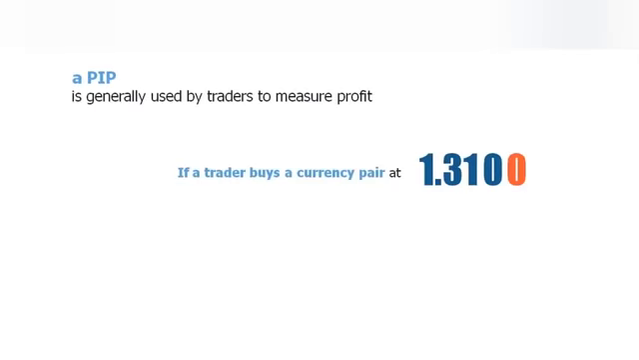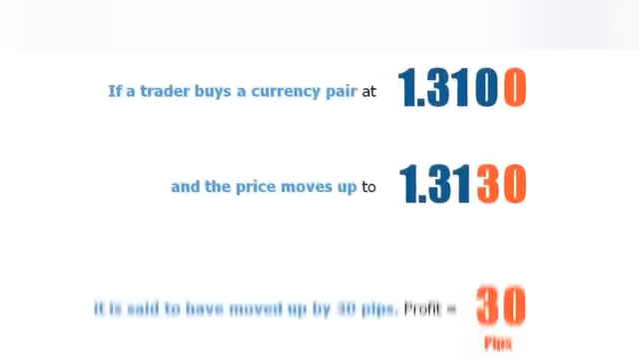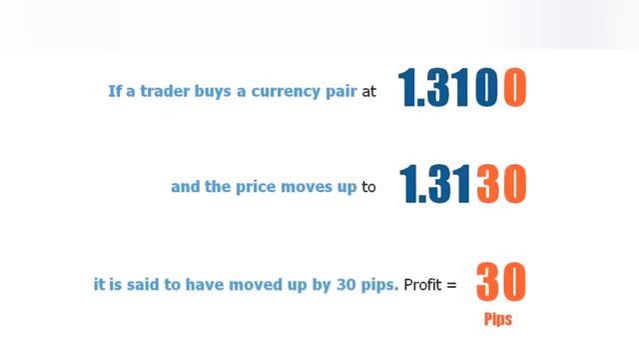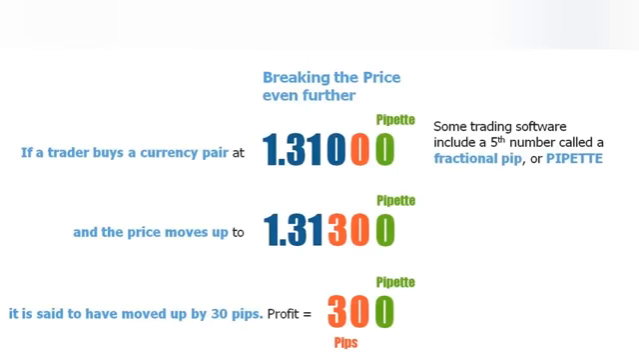If a trader buys a currency pair, again the euro-US dollar at 1.3100, and the price moves up to 1.3130, it is said to have moved up by 30 pips, or the trader has gained a 30 pip profit. Some trading software make use of 5 decimal places, in which case the 5th number is called a fractional pip or pipette.